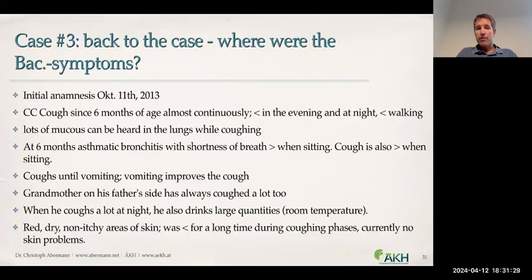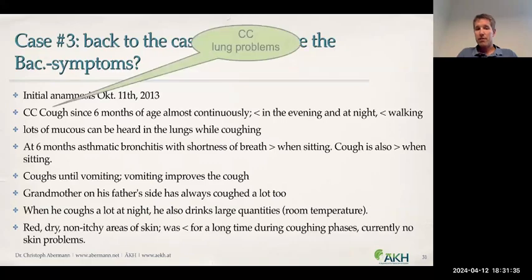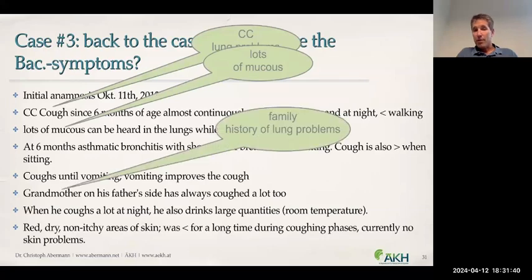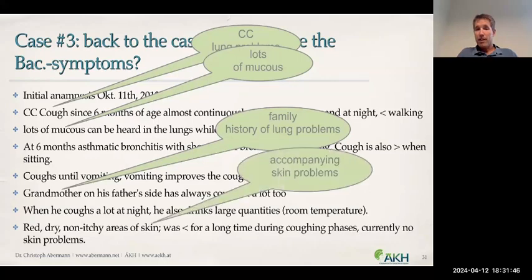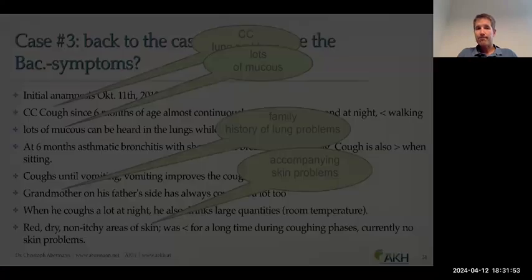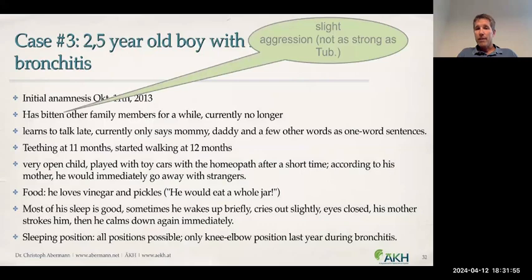Okay, so I want to go back to the initial analysis and show you where the bacillinum symptoms are in this case. We have the lung problems as the chief complaint. We have the lots of mucus, the family history with the grandmother having the same problems, which we also very often find in bacillinum and tuberculinum cases. We have the accompanying skin problems here, which are not really a big issue, but it's typical for bacillinum to have that. We have the aggression that is less than it's usually with tuberculinum.